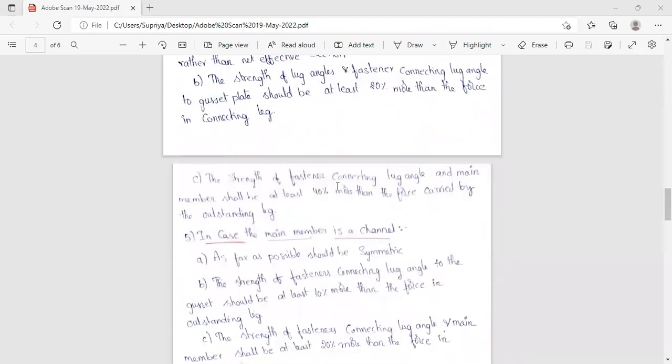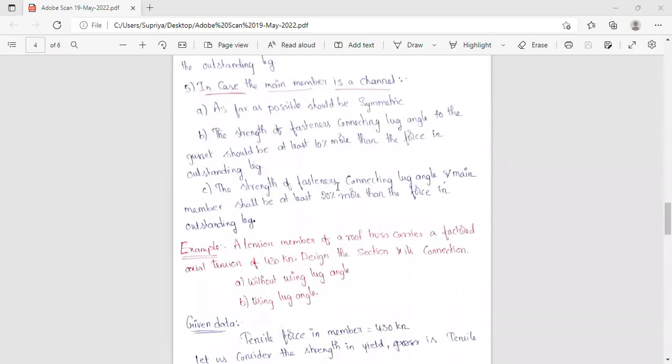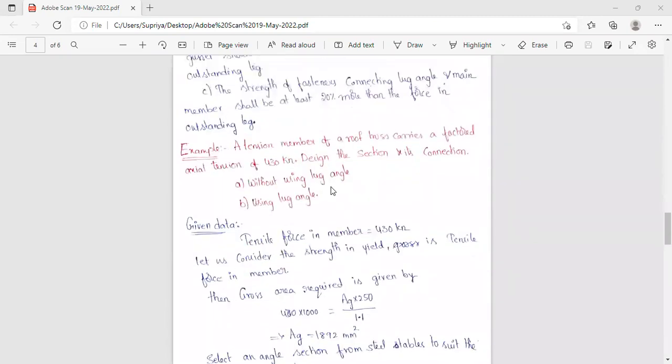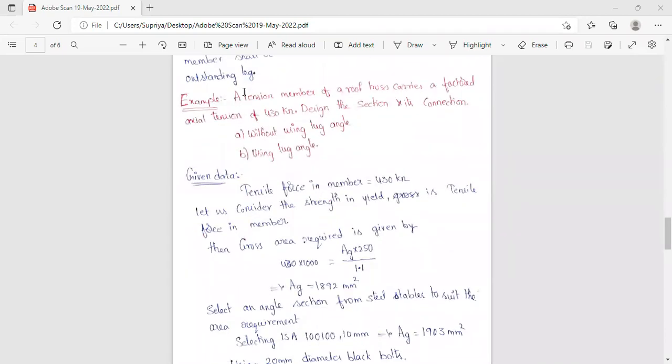Okay, now let us see an example. A tension member of a roof truss carries a factored axial tension of 430 kilonewtons. Design the section and its connection without using lug angle and using lug angle. So in the first case, you have to design the section without using lug angle, and in the second case, you have to design the section using lug angle.